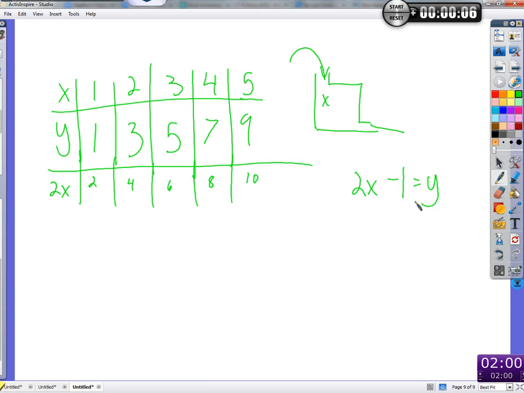Click directions. How to walk down the hallway. Take your number, start there, multiply it by 2. After you get there, subtract 1, and that's it. You're there. 2 times x minus 1.